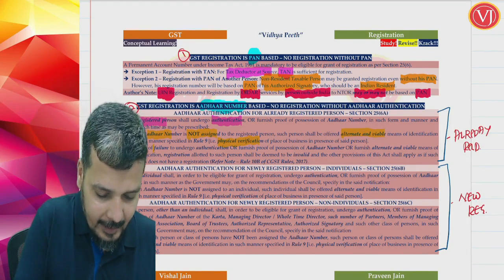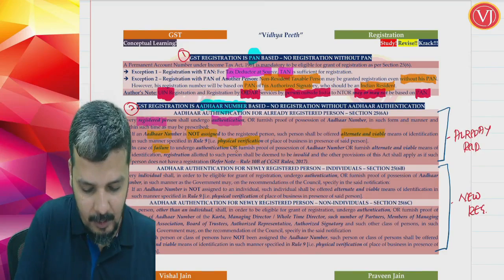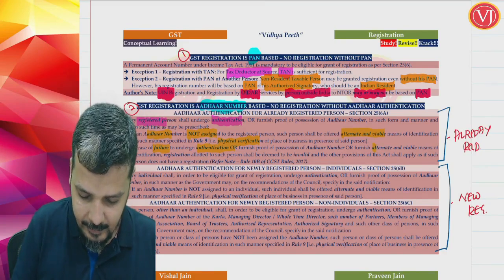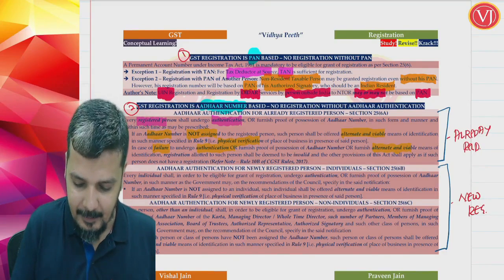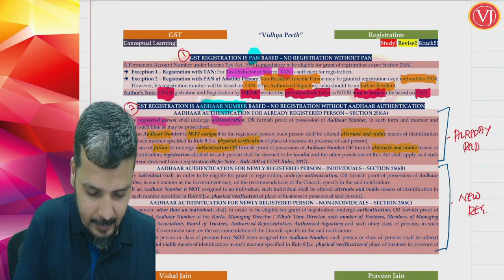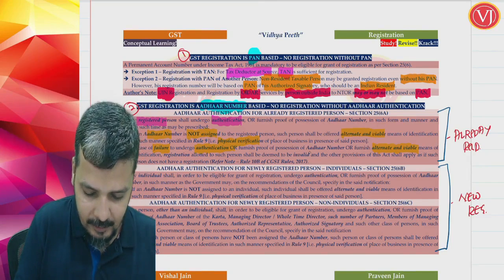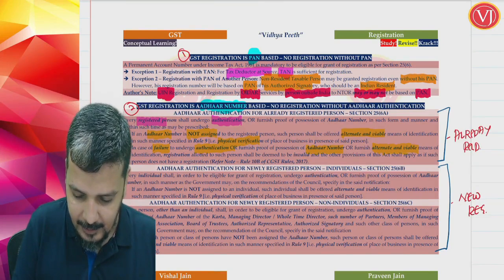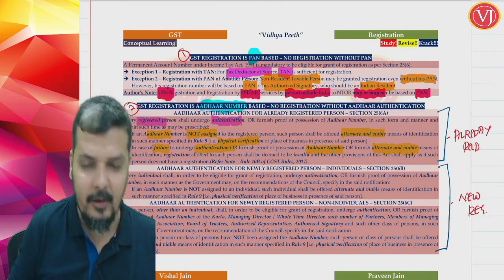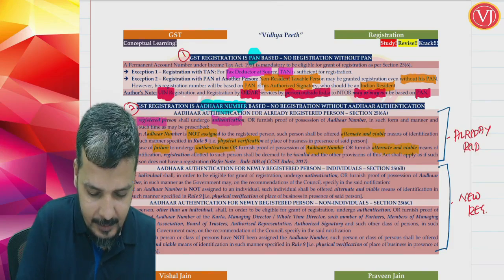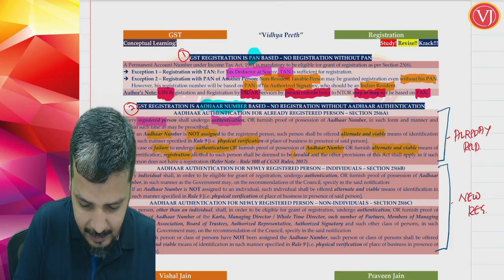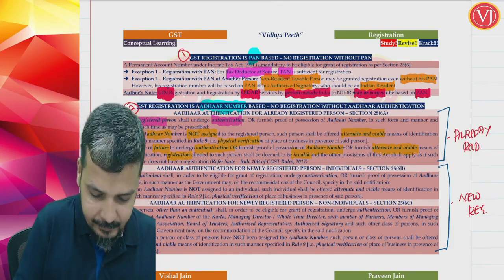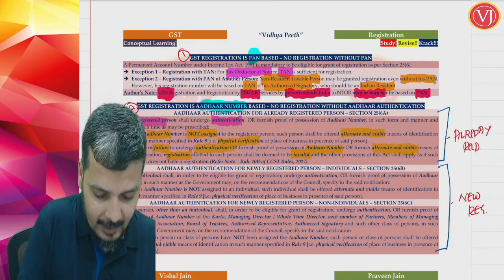Now, in a case where Aadhaar number is there for them, but they are not going for Aadhaar authentication, you are not giving the proof of Aadhaar number, or alternate and viable means of identification also you are not ready to give, then registration shall be deemed to be invalid and it is treated as if you are not having registration.